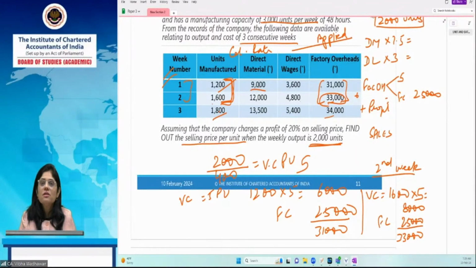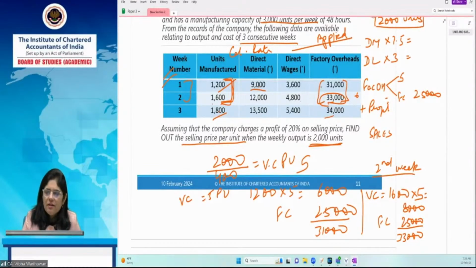See, fixed cost is constant. So fixed cost will be the same. You can check with any of the weeks. You can take the combination of any two weeks and the answer will be the same. Clear? So factory overheads 5 per unit is the variable portion and the 25,000 is the fixed cost. Clear? So this is how we do it.